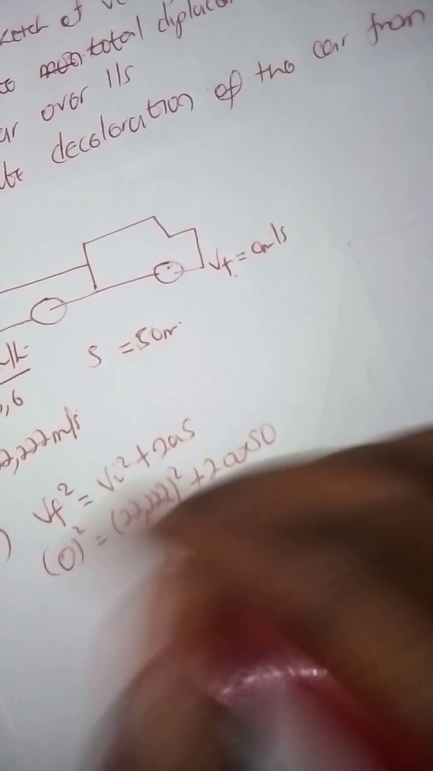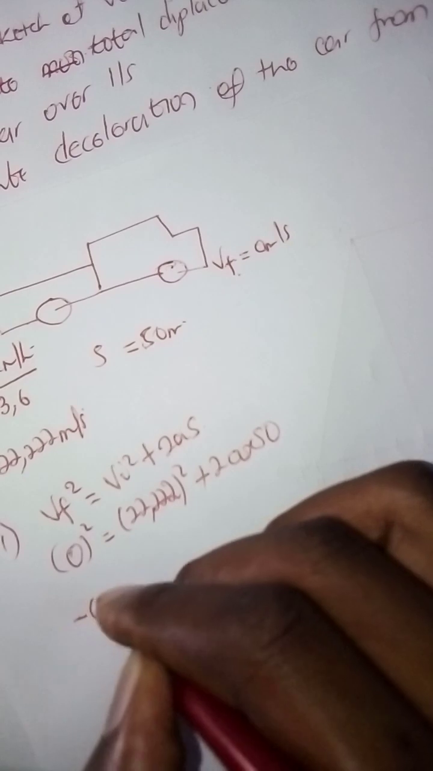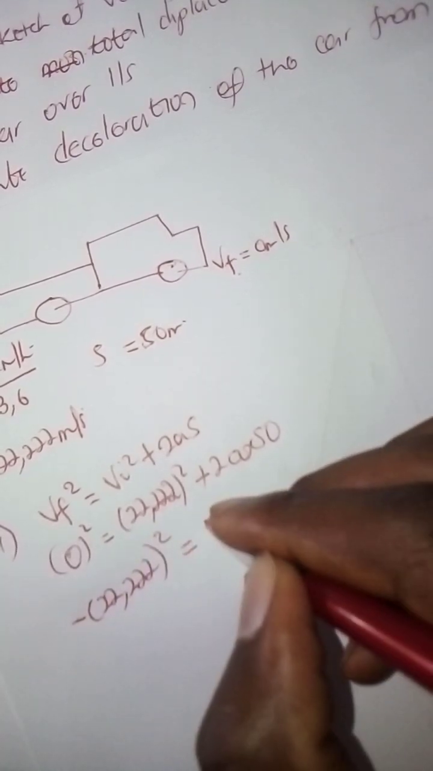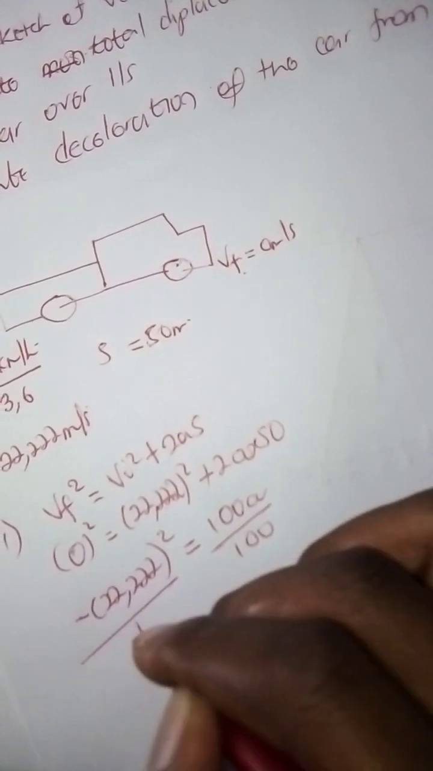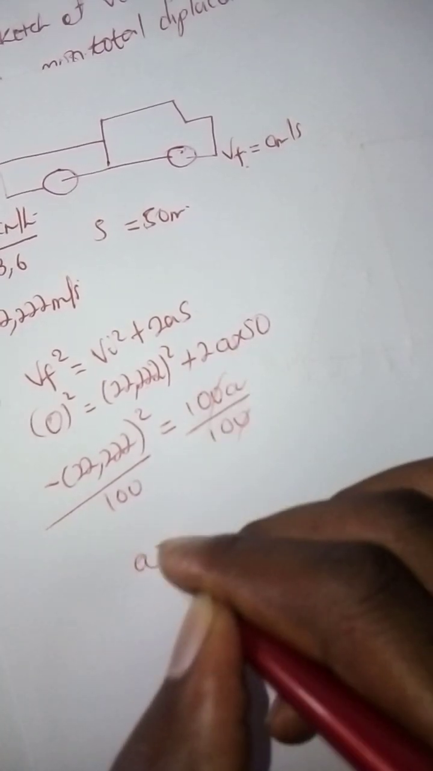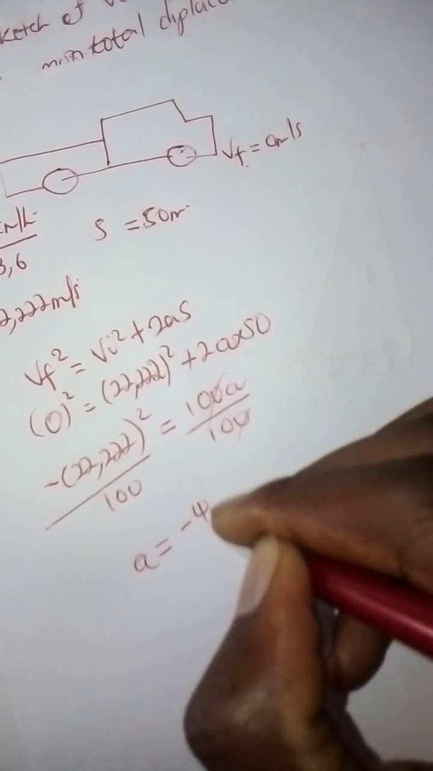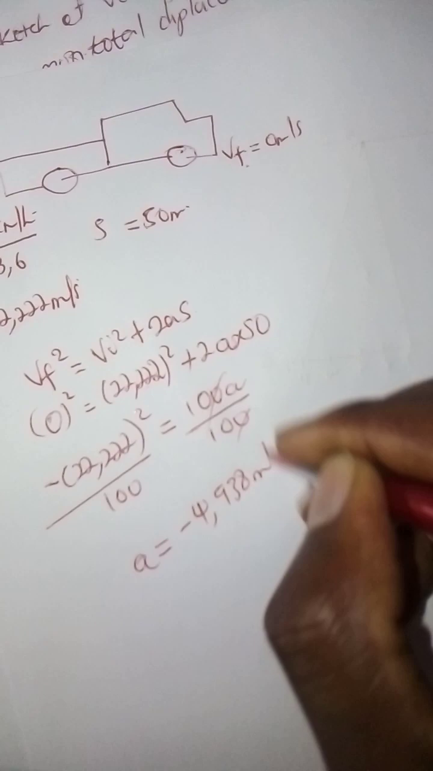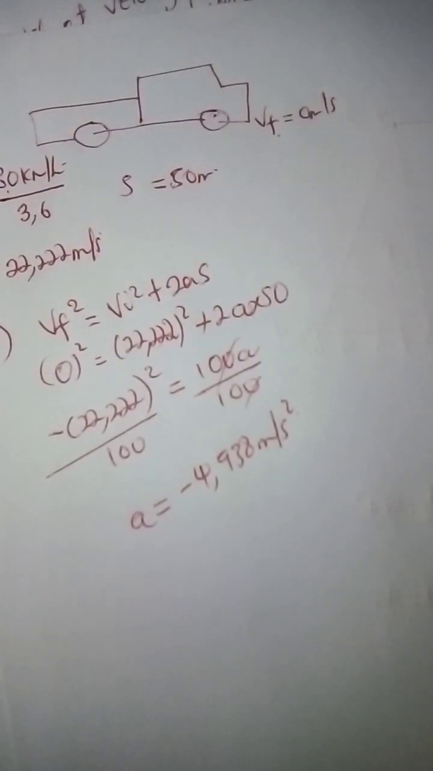So now we can bring this to the left hand side, the sign changes, so now it becomes negative 22,222 squared, which is equal to 100a. Divide both sides by 100, so that's going to give you a is equal to negative 4,938 meters per second squared. So that's your deceleration of the truck.